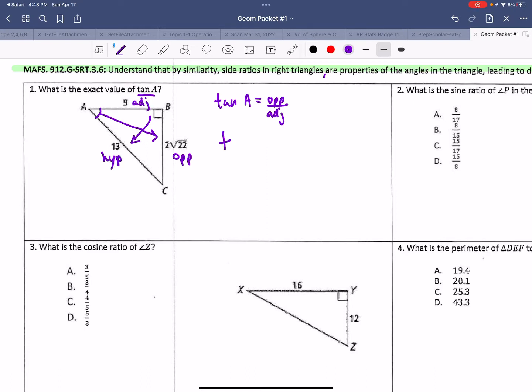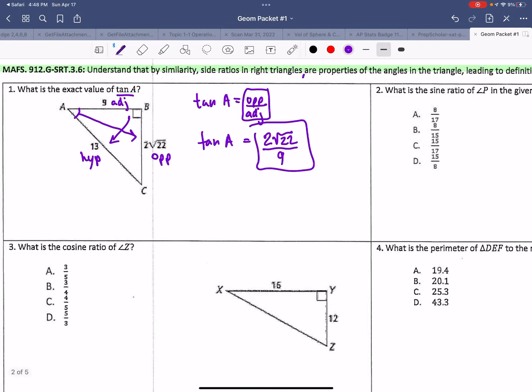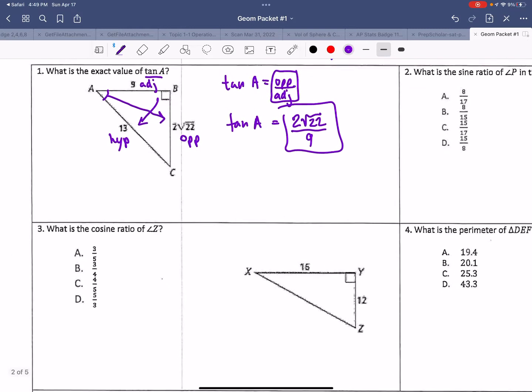So they want the tangent of A, which is opposite, 2 times the square root of 2, over 9. So that's the exact value of the tangent of A. That's what the tangent means: it's the ratio that the two sides make, the opposite and the adjacent side.